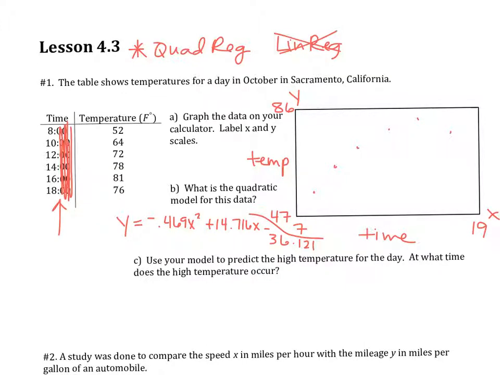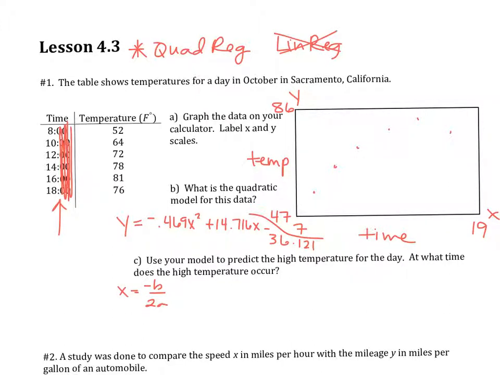Okay? That's part B. C says use your model to predict the high temperature for the day. At what time does the high temperature occur? Okay, this is just like we've been doing. You're going to find the vertex, right? The maximum is your vertex. We're looking for the high temperature. We're looking for the max. So what you're going to do is find the vertex by doing x equals negative b over 2a.